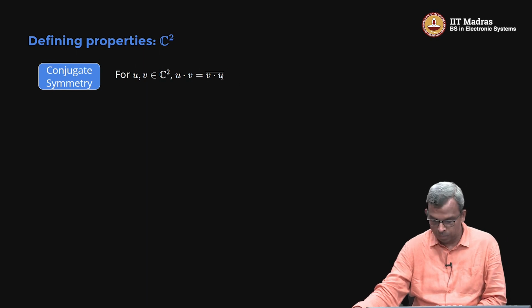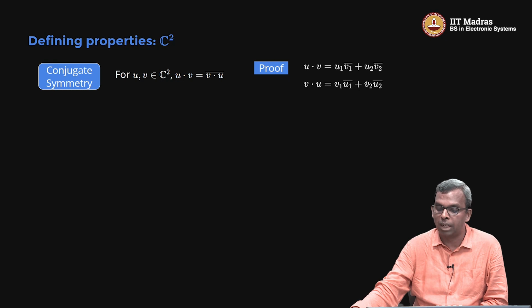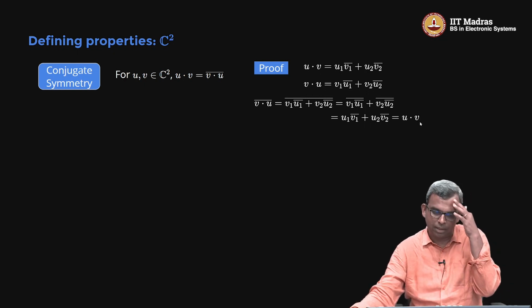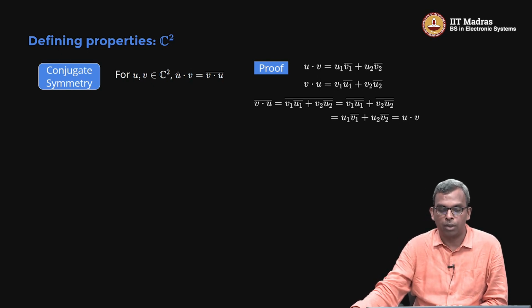I'm going to prove this very quickly. It's easy to prove. U dot v is this expression, and v dot u is this other one, v1 u1 bar plus v2 u2 bar. If you take the conjugate of v dot u, it's the whole conjugate of this expression. Now we know the conjugate splits over addition, and the conjugate splits over multiplication also. The conjugate of u1 bar becomes u1 itself, then v1 conjugate, plus u2 times v2 conjugate, and that is the same as u dot v. So notice how the conjugate of v dot u is u dot v. This is something important to remember. The order of the dot product matters in the complex space, and if you reverse the order, the number becomes conjugated.